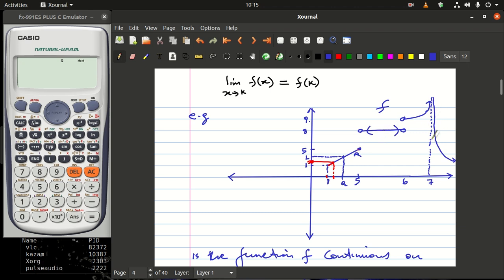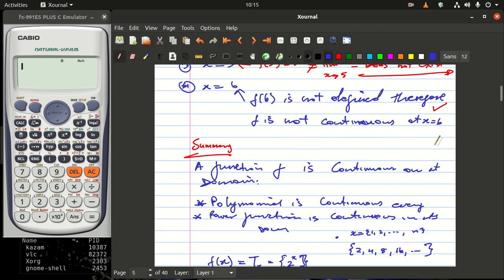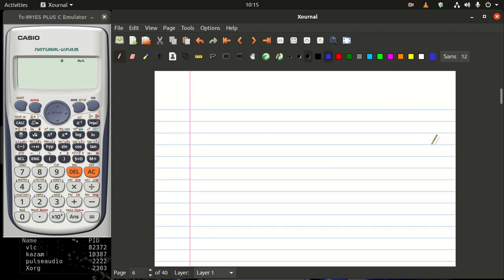And here at 7, you can see that the function is not continuous at all, because the limit as I approach from the left is the same as the limit as I approach from the right, but the function is not defined at that point. As long as the function is not defined at that point, it is not continuous. So look at the domain. That's also one thing that is important.